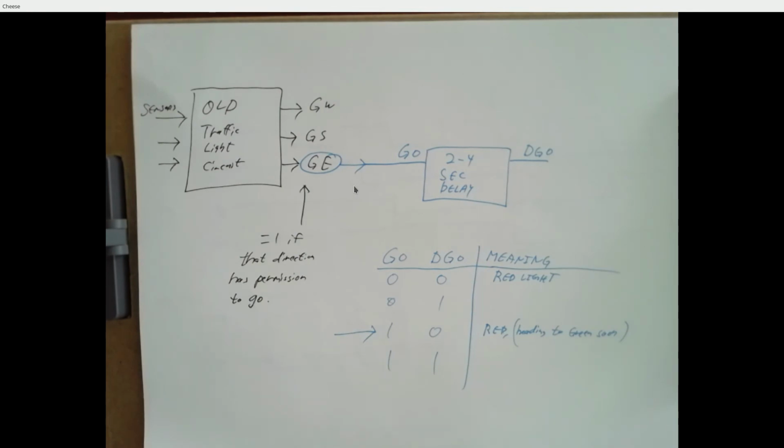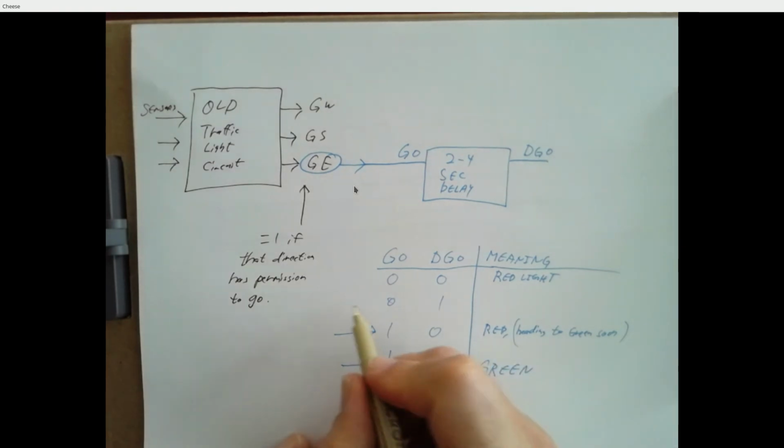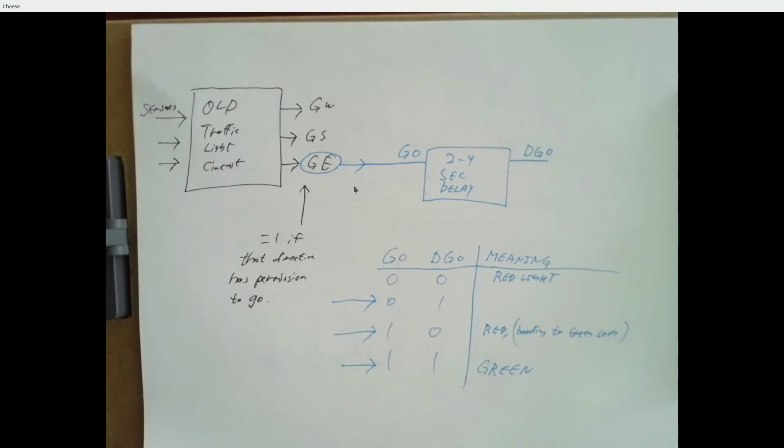Now, after a few more seconds have passed, the go signal is 1 and the delayed version of go is also 1. So we know it's been 2 to 4 seconds since we had permission to go. So what do we do here? We go. All right, and then 2nd row, the go signal is 0. We're told we don't have permission to go, but we know that just a couple of seconds ago we did have permission. That's a yellow light.